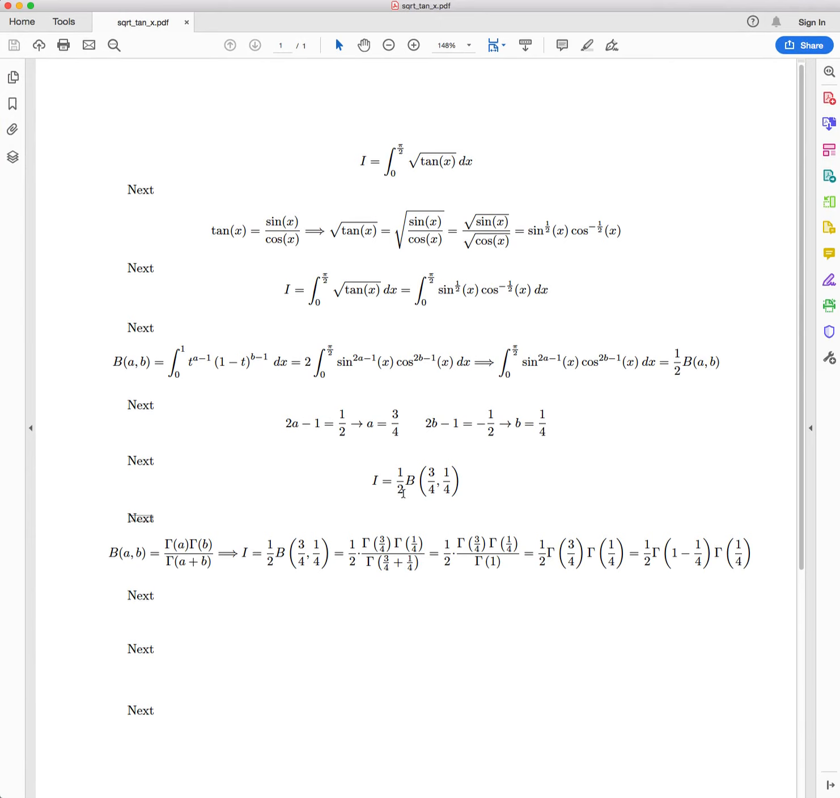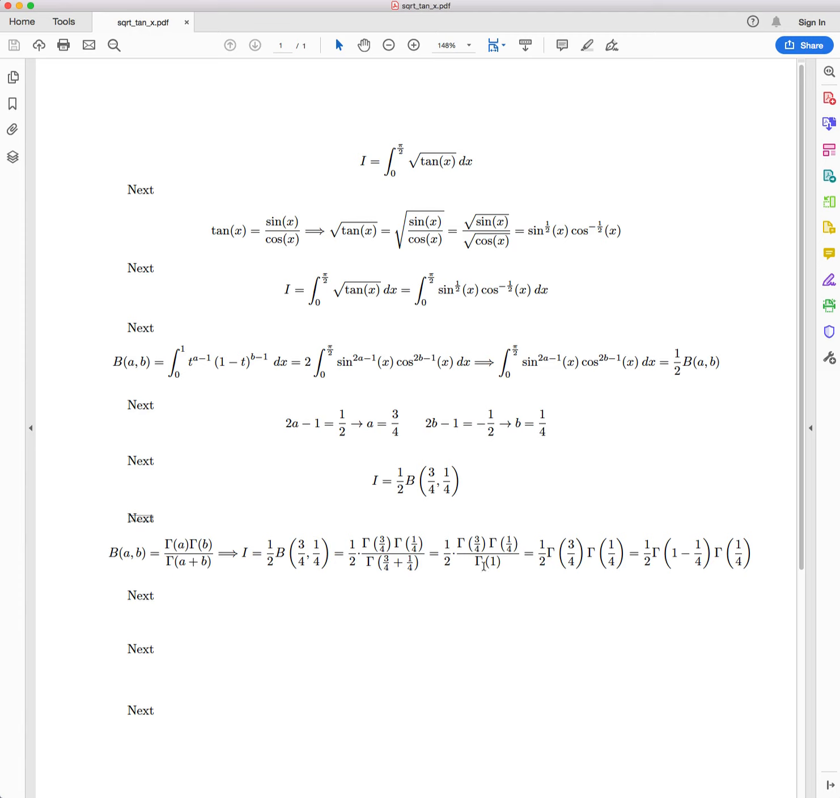So now that knowing that we have this, we're just going to apply to the situation that we have. So I, which equals 1/2 of beta 3/4, comma 1/4 is equal to 1/2. So just leaving that out the front and just applying this rule, gamma of A, gamma of B over gamma of A plus B. So we've got gamma of A, which is gamma of 3/4, gamma of B, which is gamma of 1/4, divided by gamma of A plus B, 3/4 plus 1/4, which is equal to 1/2. Remember, that's just out the front. Gamma of 3/4, gamma of 1/4, which is gamma of 1.